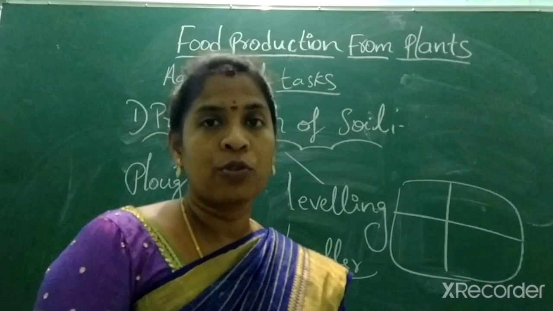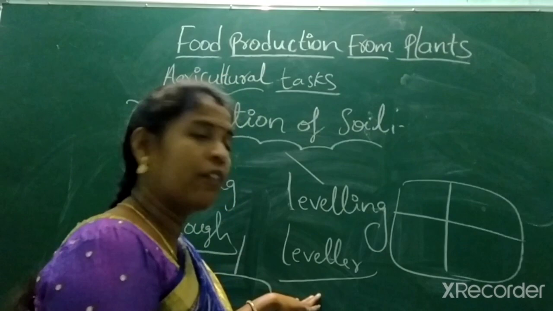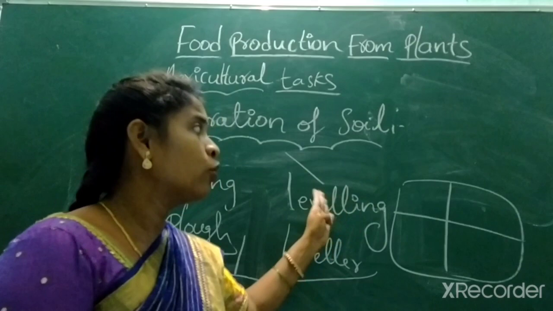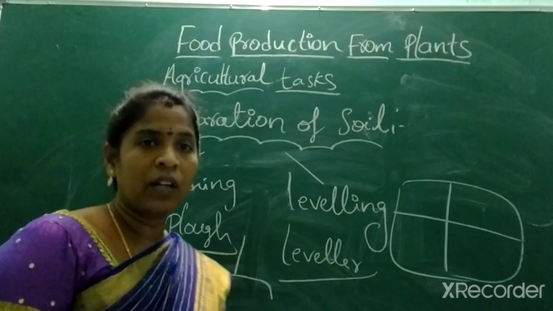Who will help? A leveler helps, so leveling is required, for breakdown of lumps of soil and also to level the soil. Is it clear? So this is about plowing and leveling. Next, the second one is selection of seeds.